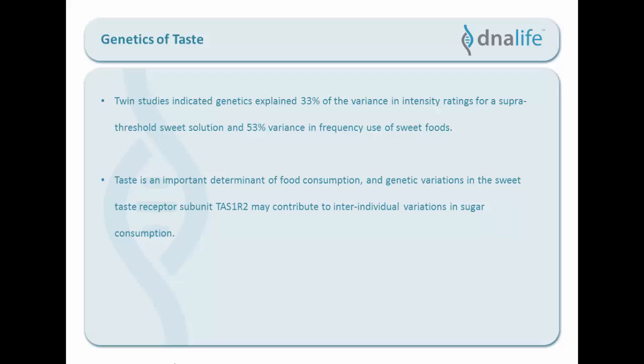So just starting with our first gene, just a bit of information here. Twin studies indicated genetics explained around 33% of the variance in intensity ratings for a suprathreshold sweet solution and 53% of the variance in frequency use of sweet foods. So that's quite a significant number, and that's very important to keep in mind.